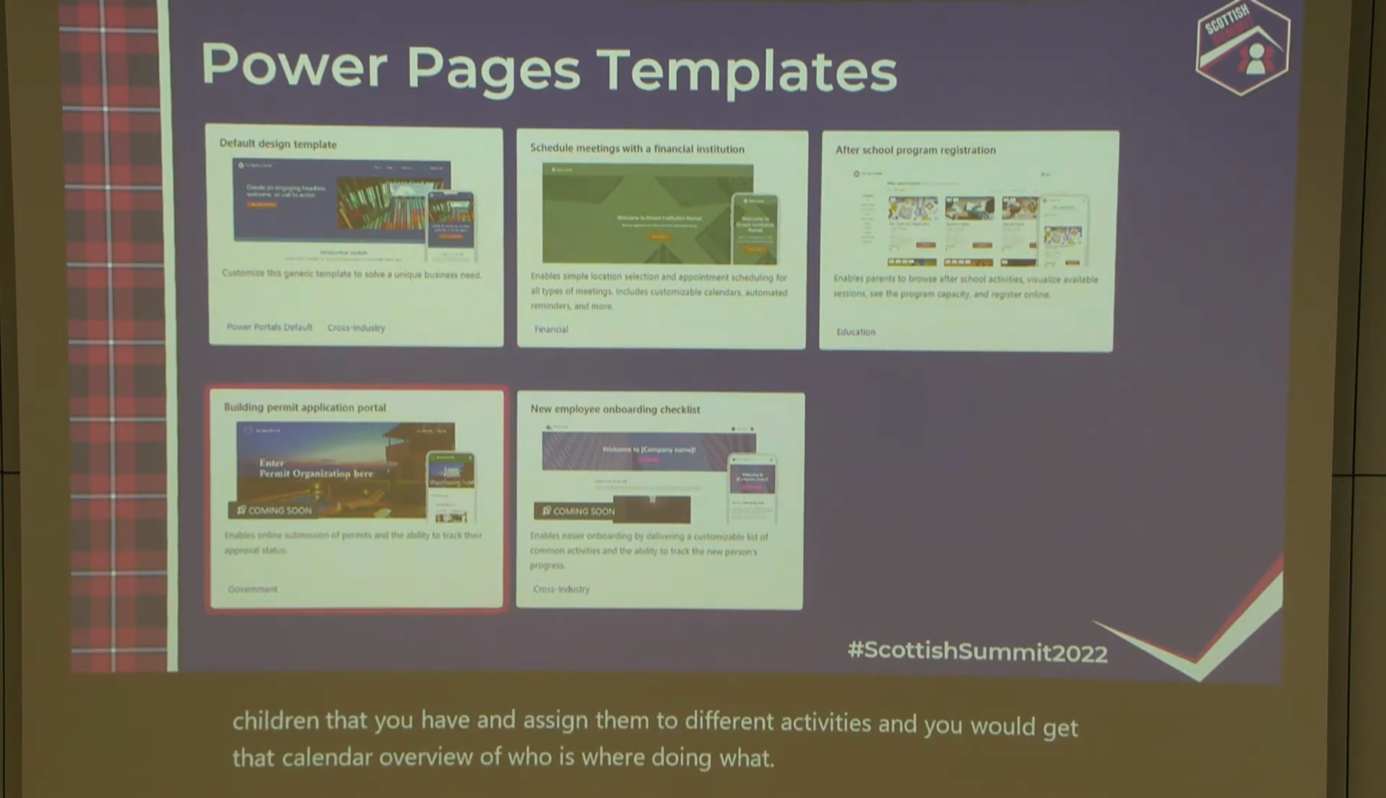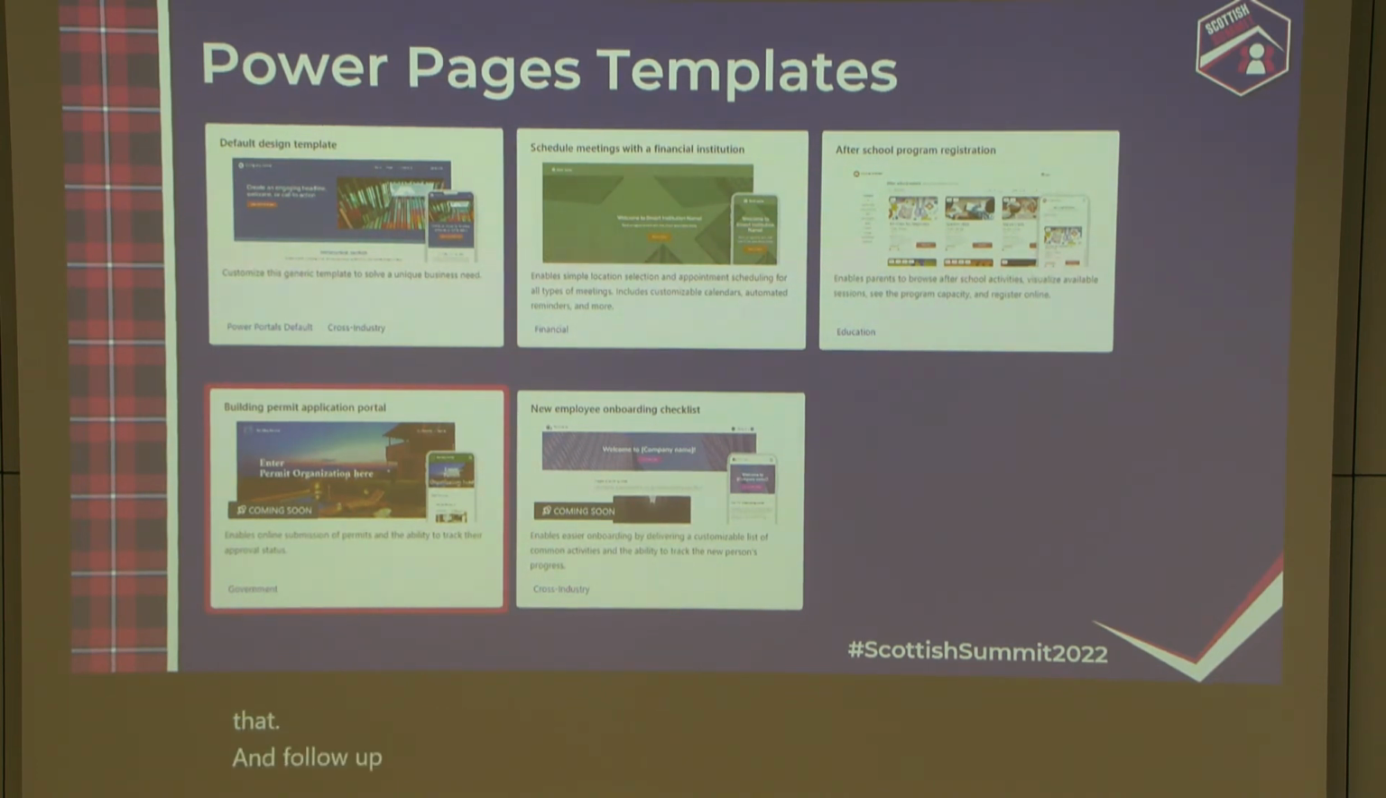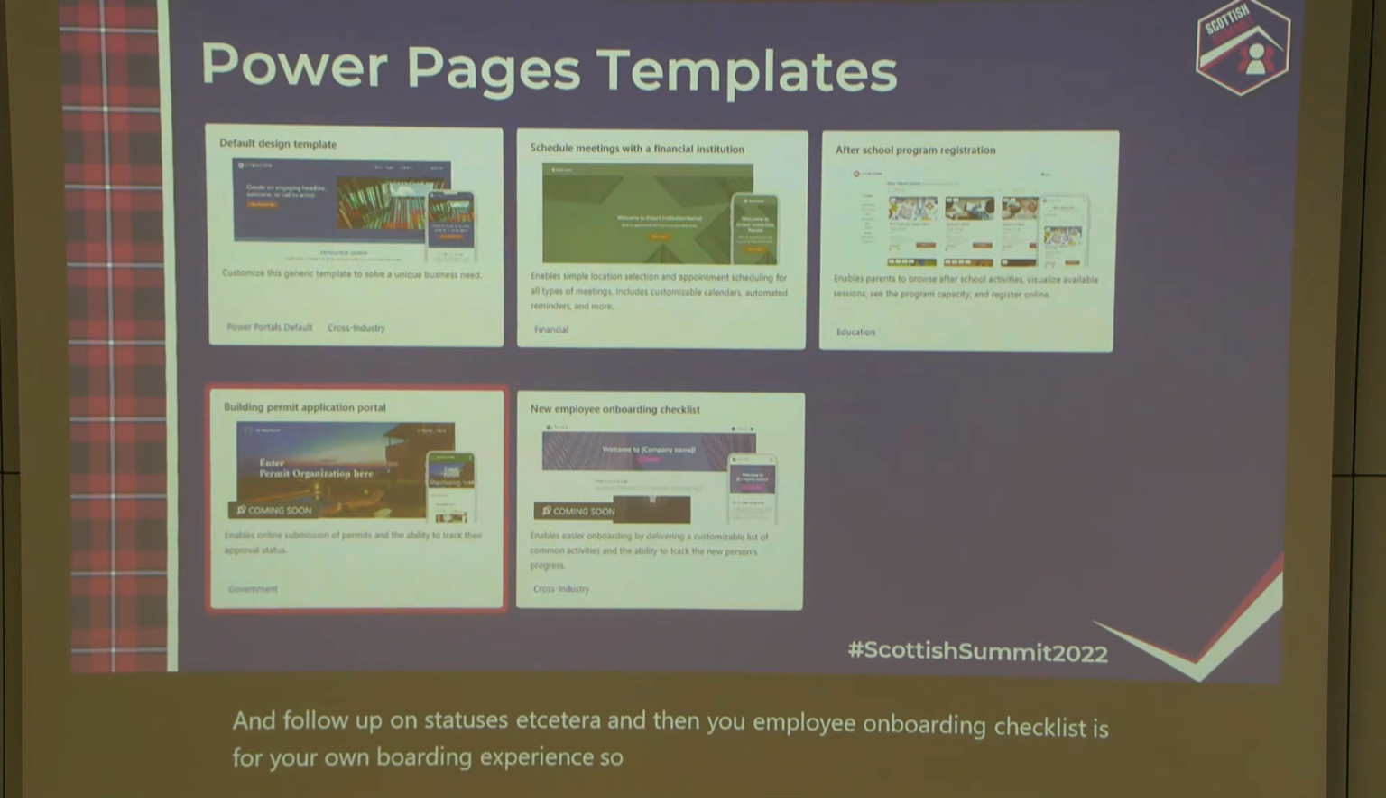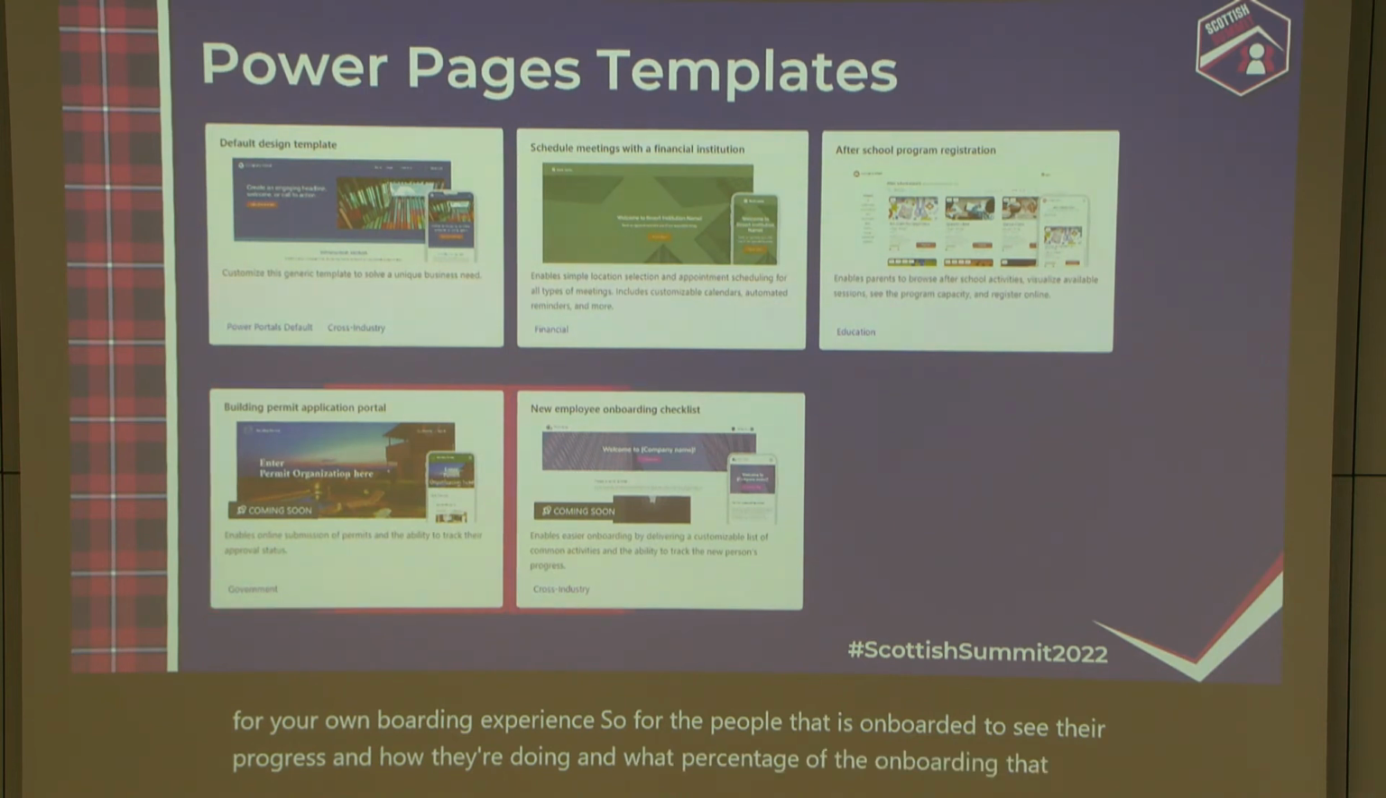Building permit application portal is for browsing, filtering through and seeing what applications you can submit for, and then going through a process of applying for that and following up on statuses, etc. And then your employee onboarding checklist is for your onboarding experience, so for the people that are onboarded to see their progress and how they're doing and what percentage of the onboarding they have gone through.